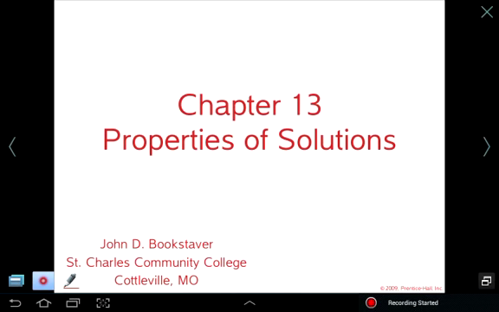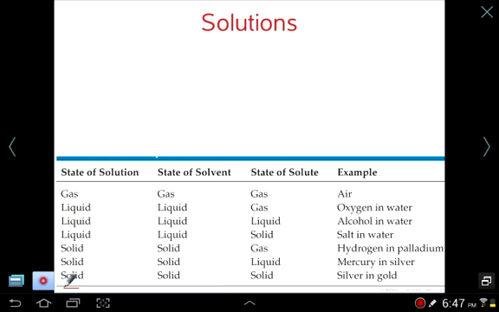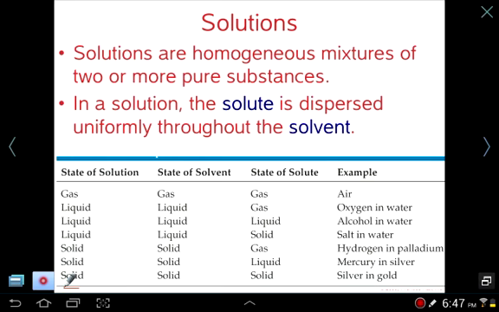Chapter 13, Lesson 1. In this chapter, we'll talk about solutions and their properties. So, a quick definition of what a solution is. A solution is a homogeneous mixture of two or more substances. Recall that homogeneous means it is perfectly mixed with equal proportions of substances throughout the whole solution.